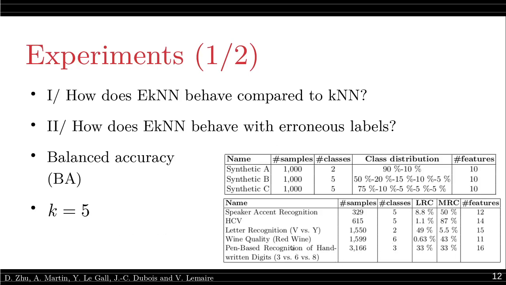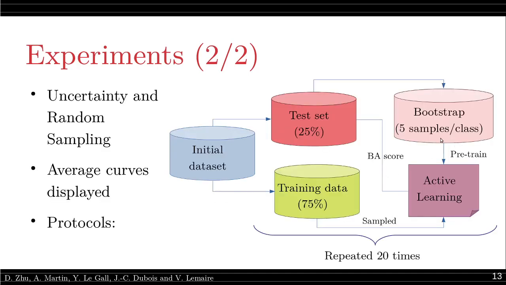And here we have the dataset used in our experiments. So the datasets here are from the UCI database. We will also use the uncertainty and random sampling. The uncertainty described earlier, so the least confident rule, and random sampling will be used in addition to uncertainty sampling in the comparison between EKNN and KNN.